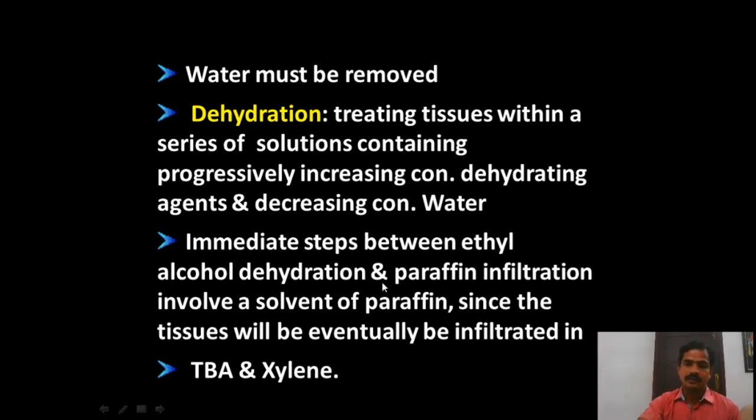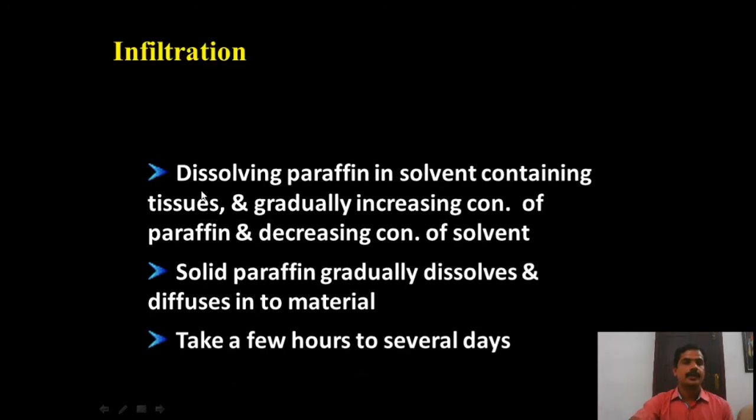So after dehydration with the alcohol, the specimen is transferred to xylene, since the tissues will eventually be infiltrated in paraffin. The most commonly used intermediate solutions are tertiary butyl alcohol and xylene. Then comes the process of infiltration, and this is done by dissolving the paraffin in the solvent containing tissues, gradually increasing the concentration of paraffin and decreasing the concentration of solvent.